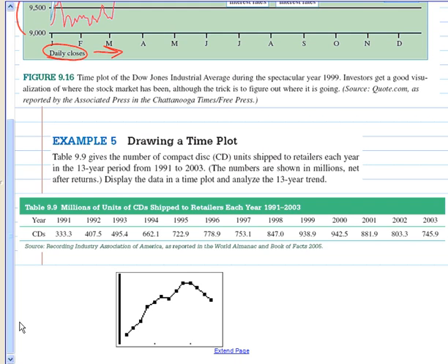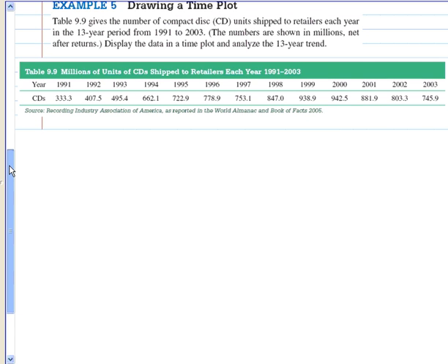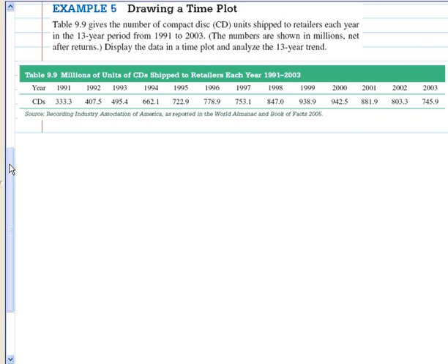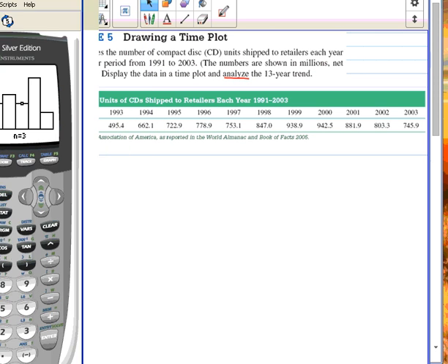So right down here, have your calculators ready. We're going to try this one. We'll do it again. Draw a time plot. It says table 9.9 gives the number of compact disc CD units shipped to retailers each year in the 13-year period between 1991 and 2003. The numbers are in millions. And it's net, so it includes the sold minus the returns, so it's the net units that went out. Display the data in a time plot, and then analyze the 13-year trend. So we want to look at that trend and see what it appears to be telling us.